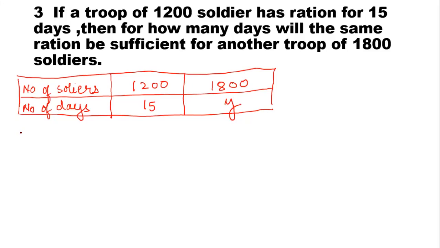ओके, सो इनवर्स वेरिएशन के नंबर ऑफ सोल्जर्स ज्यादा होंगे तो नंबर ऑफ डेज राशन चलेगा, क्योंकि राशन तो उतना ही है, तो नंबर ऑफ डेज राशन चलेगा वो कम हो जाएगा, अगर ज्यादा लोग होंगे खाने वाले तो राशन कम डे लास्ट करेगा, और कम लोग होंगे खाने वाले तो राशन विल लास्ट फॉर मोर नंबर ऑफ डेज. सो इट इज द इनवर्स वेरिएशन, is inverse variation.